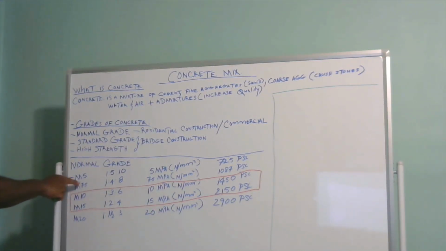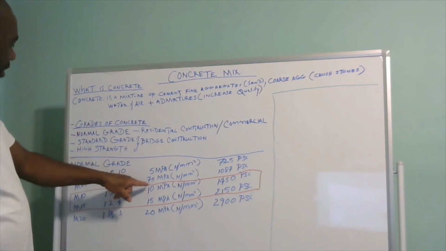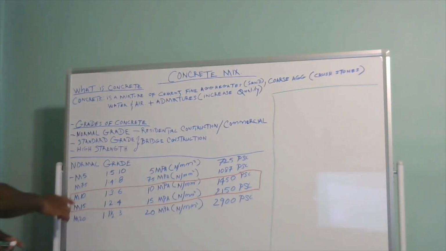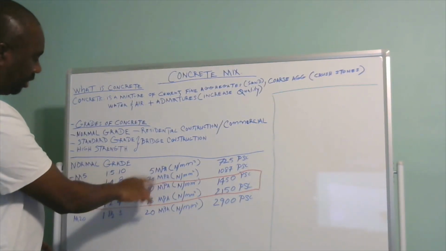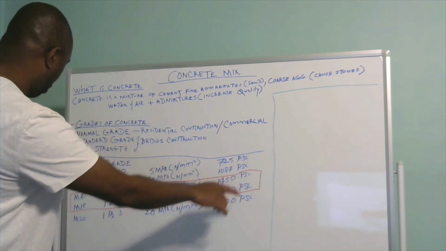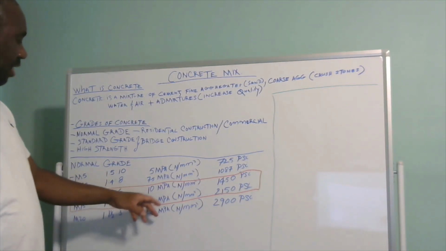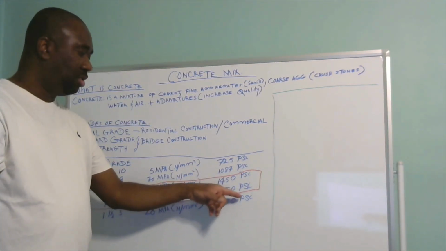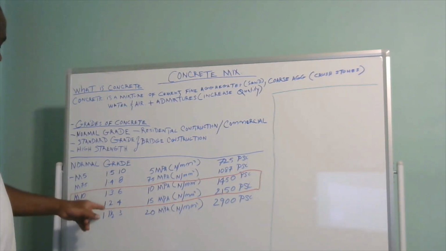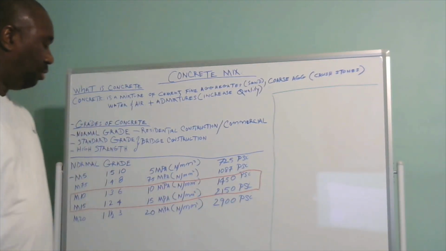Now you have M7.5, which is a 1:4:8 proportion mix, which is 7.5 megapascal or 1087 psi. Then you have the M10, which is 1:3:6, which is 10 megapascal or Newton per square millimeter or 1,450 pounds per square inch. And then you have your M15, which is 1:2:4, which is 15 megapascal or 2150 pounds per square inch. And then you have the M20, which is 1:1.5:3, which is 20 megapascal or 2,900 pounds per square inch.